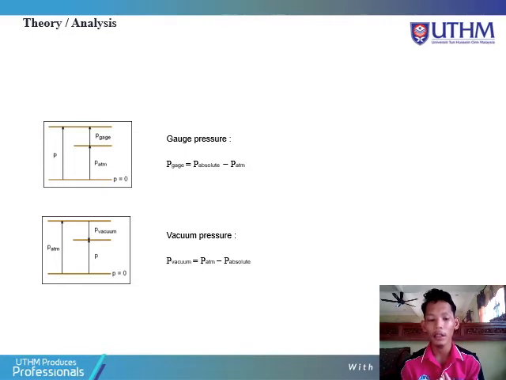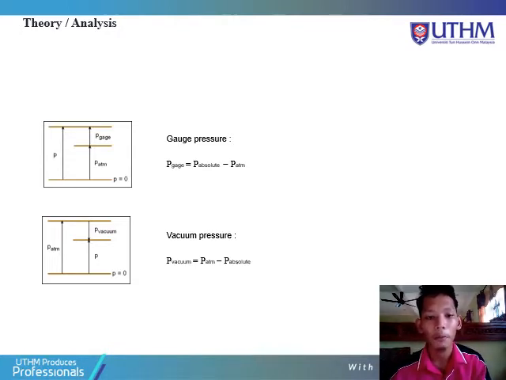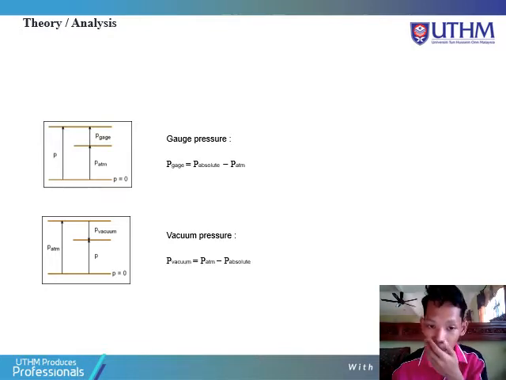At sea level, the standard atmospheric pressure is 101.3 kilopascal or 14.7 psi. When the gauge pressure is negative, it is referred to as a vacuum or suction pressure. So from this slide, as we know, the gauge pressure is equal to P absolute minus P atmospheric, and the vacuum pressure is equal to P atm minus P absolute.